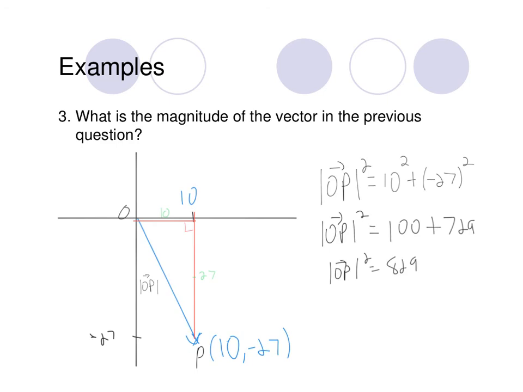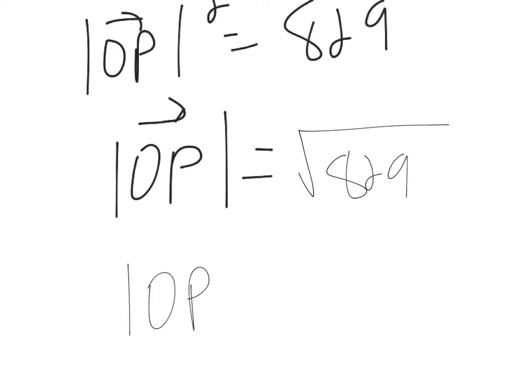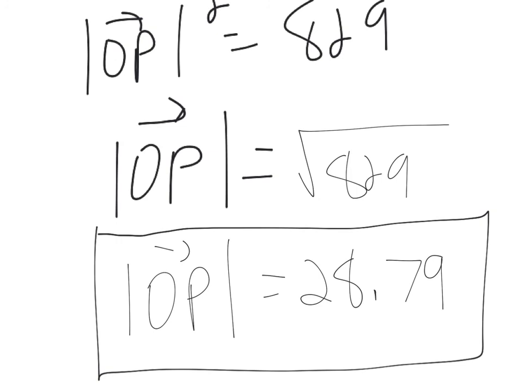And again, by taking the square root of both sides, we get the magnitude of OP is the square root of 829, or the magnitude of OP is 28.79. Now remember, normally when you're taking the square root of both sides of an equation, you recognize that square roots can be negative or positive. But in this case, because we're dealing with a magnitude, we're considering just the positive, because magnitudes indicate a positive value.